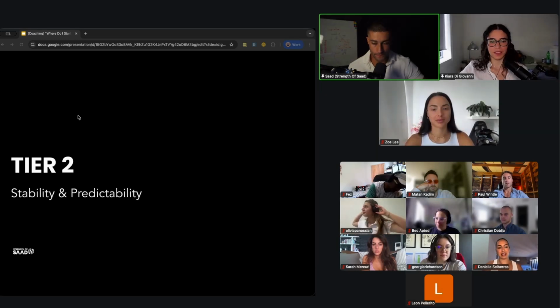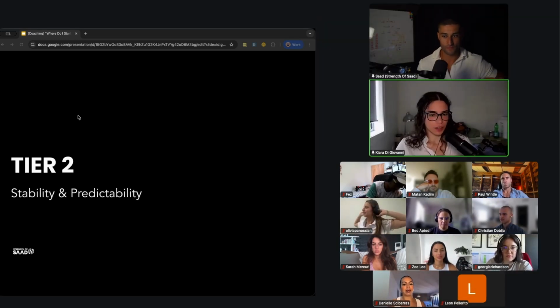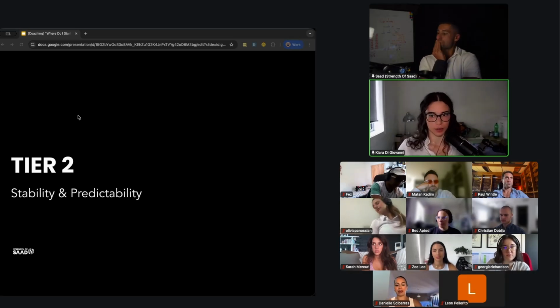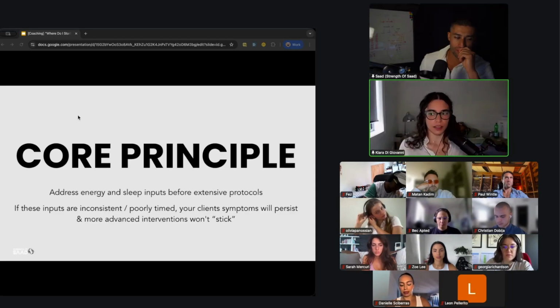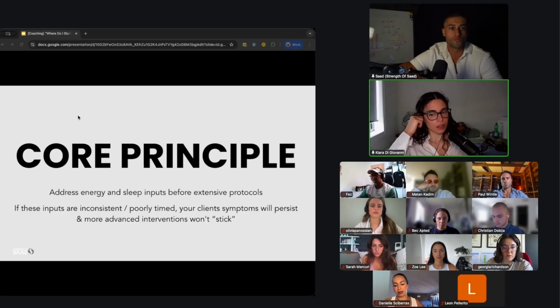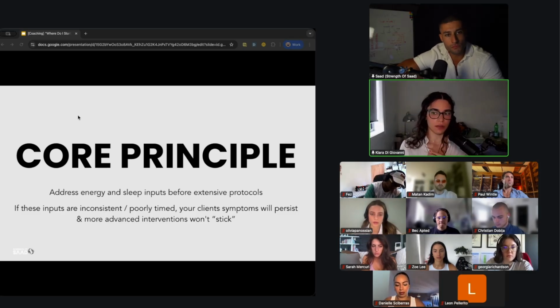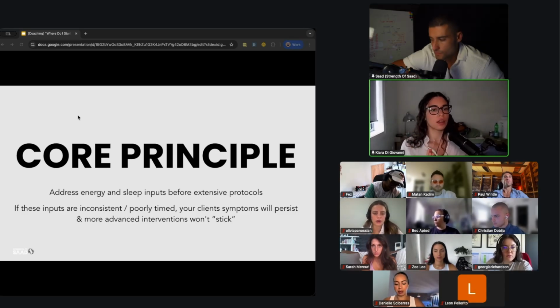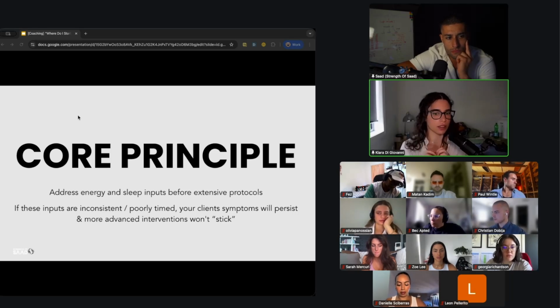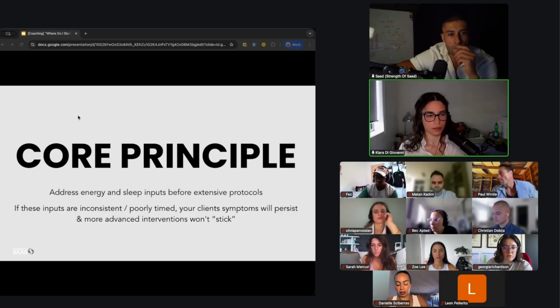All right, tier 2. Now we're going more into providing some predictability and consistency and adding in a few more layers. So just again, as a reminder, we want to address energy and sleep inputs before we start dumping extensive protocols on the clients. Something to keep in mind is that if these inputs are inconsistent or poorly timed, then the symptoms will still stay even though you're trying to use all of these sophisticated and more advanced interventions. So you can't bypass basic biology really.